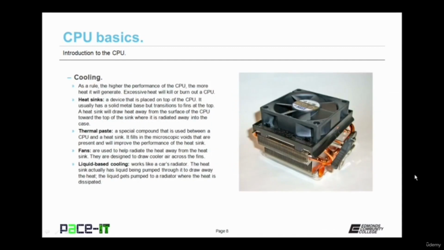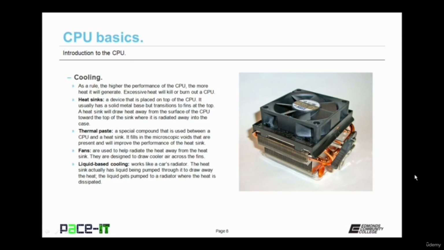And before we leave CPU basics, let's talk about cooling. As a rule, the higher the performance of the CPU, the more heat it will generate. Excessive heat will kill or burn out a CPU. Heat is your enemy. To combat that, there are heat sinks. A heat sink is a device that is placed on top of the CPU. It usually has a solid metal base, but it transitions to fins towards the top. A heat sink will draw heat away from the surface of the CPU towards the top of the sink where it is radiated away into the case.